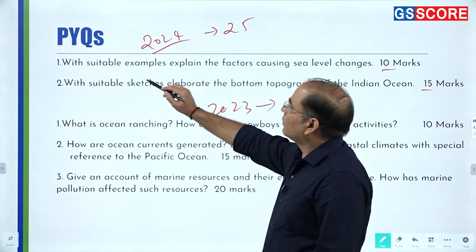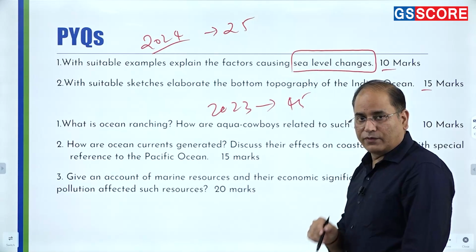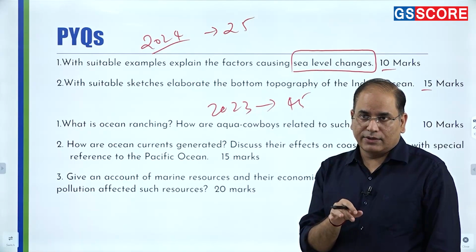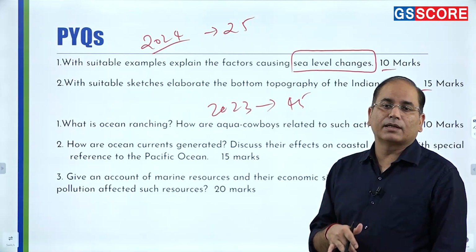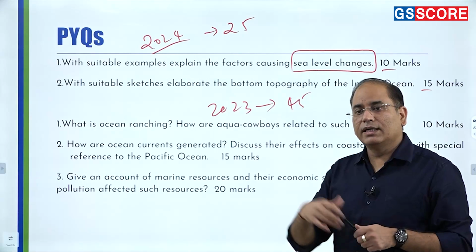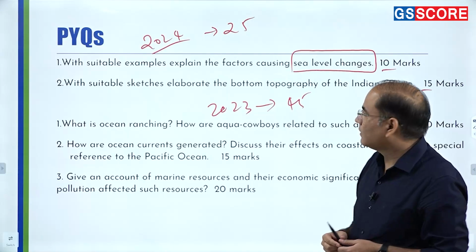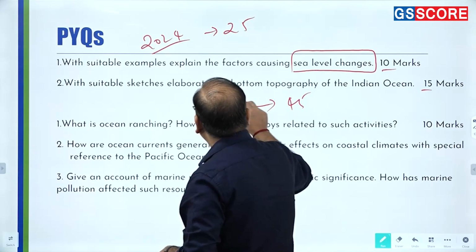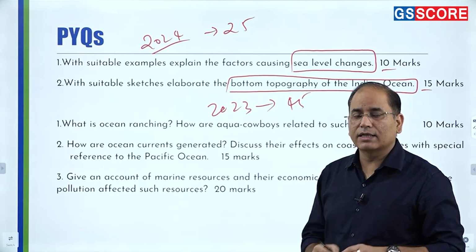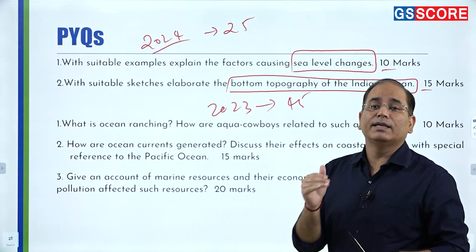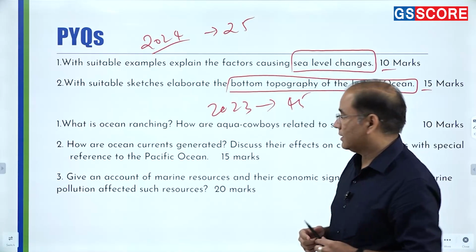In 2024: with suitable examples, explain the factors causing sea level change. Direct topic. If you have studied sea level change, there won't be any problem in writing this question. But if you have not covered sea level rise, and you just think that sea level rise means only rising and falling, then definitely you will have some trouble. Next: with suitable sketch, elaborate the bottom topography of the Indian Ocean. Again, a direct question. Both questions are very easy, but they will be easy only when you have covered the syllabus and you have the content. तो अगर आपके पास content है तभी easy होगा.